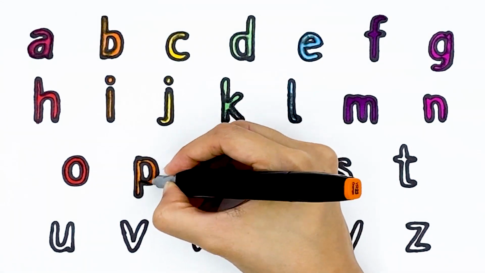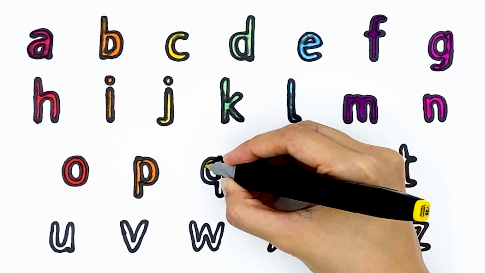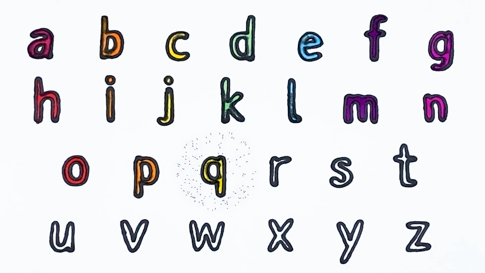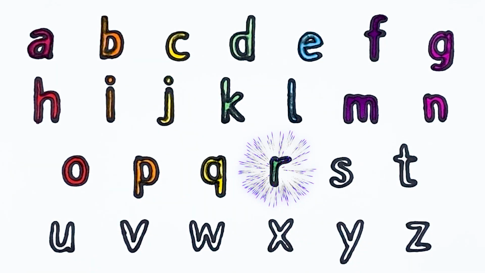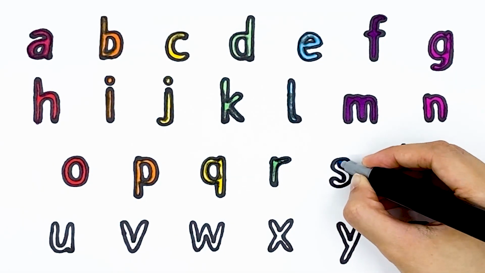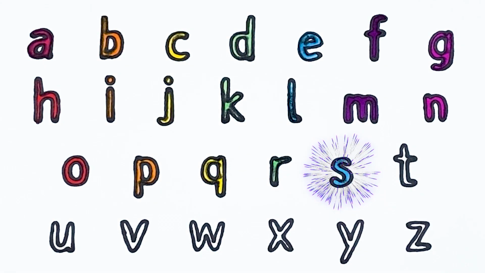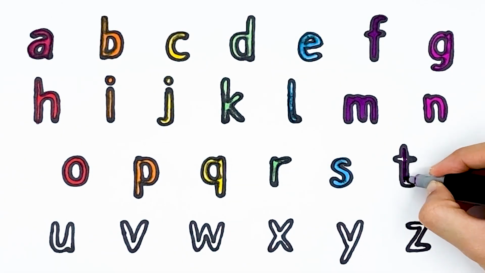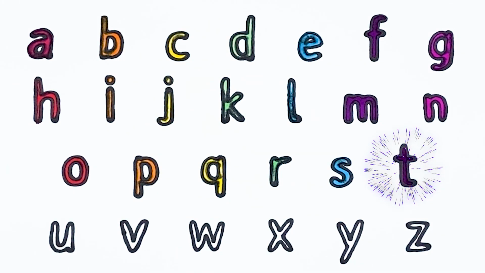P is for pony. Pony. Pony. P. Pony. Q is for queen. Queen. Queen. Q. Queen.